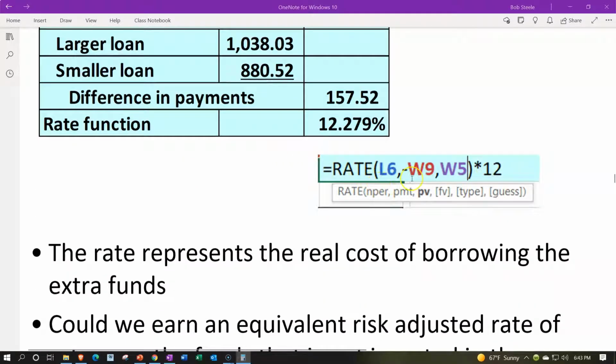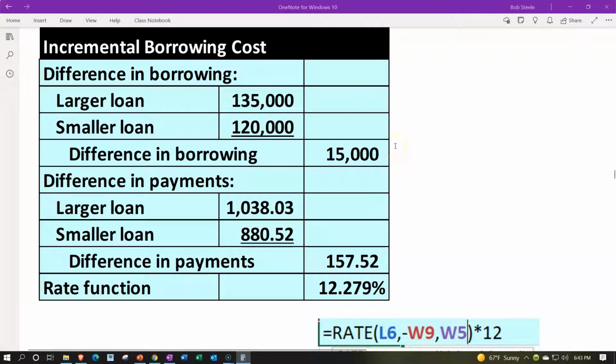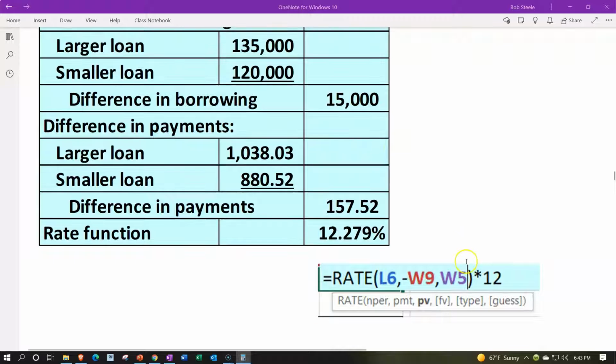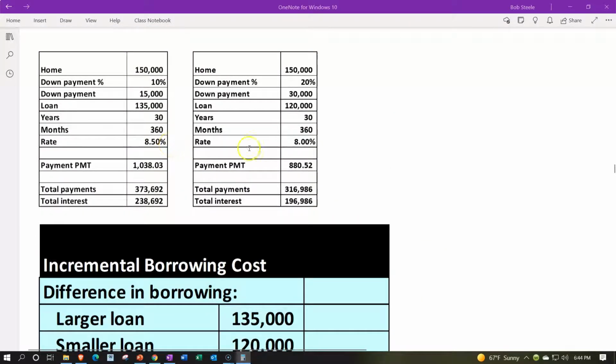The payment is going to be, and I'm going to put the negative on the payment in order to get that to populate for the rate calculation, the 157.52, the difference in the payments, because that's what we're focusing in on. Comma, the present value. The present value will be the difference in the loan amounts, which is the $15,000. We bracket that up and then multiply it times 12 to go from a monthly rate to a yearly rate. And then we get 12.279.